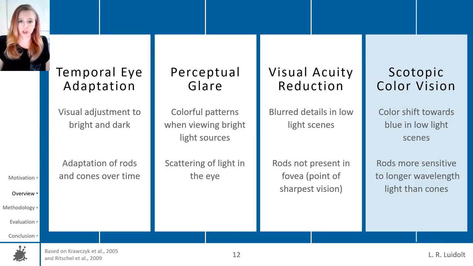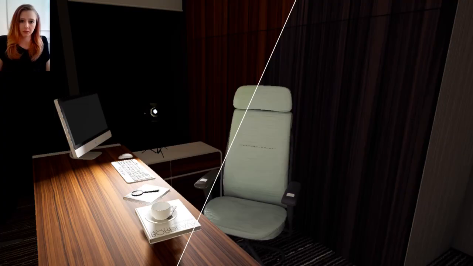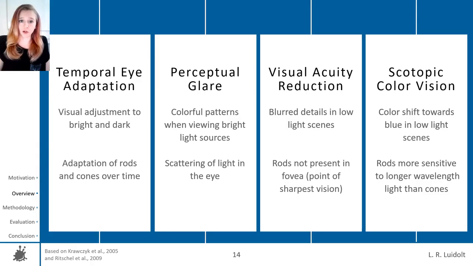Last, we add a bluish color shift as naturally perceived in low light scenes. This effect appears due to the rods being more sensitive to longer wavelengths of light than the cones during daylight. Here we see the difference between the scene's original colors and the shifted colors. In the following, I will talk about the details about those 4 effects.